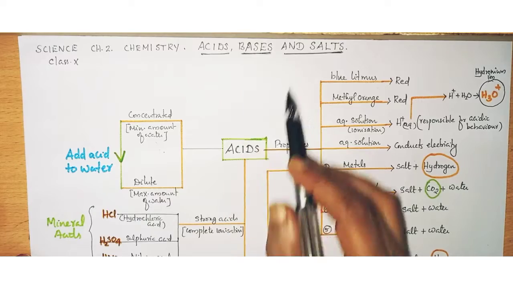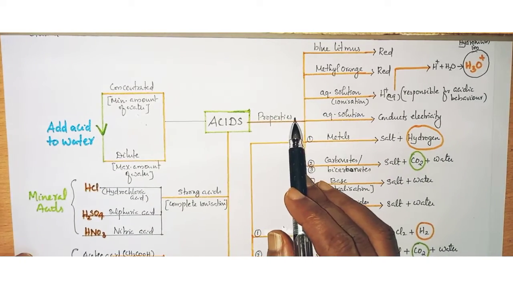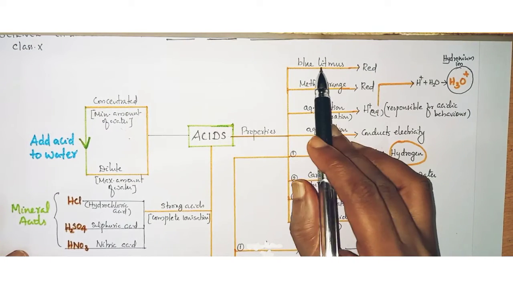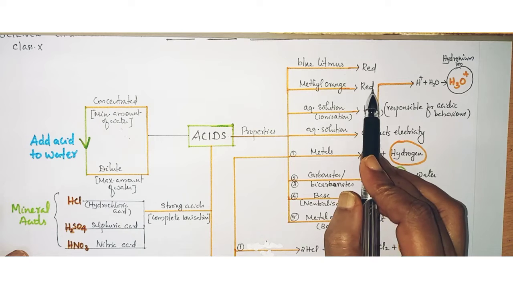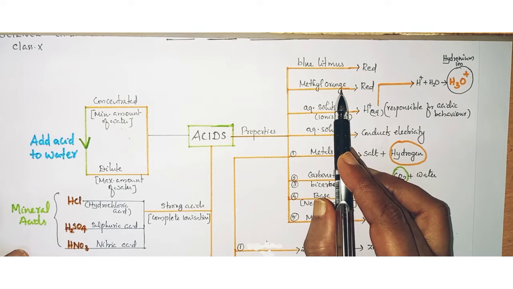So let's see the topics one by one. First of all, let's see acids. The properties of acids are written here. First one is it changes blue litmus red and it changes methyl orange red. So litmus is a natural indicator, methyl orange is a synthetic indicator.